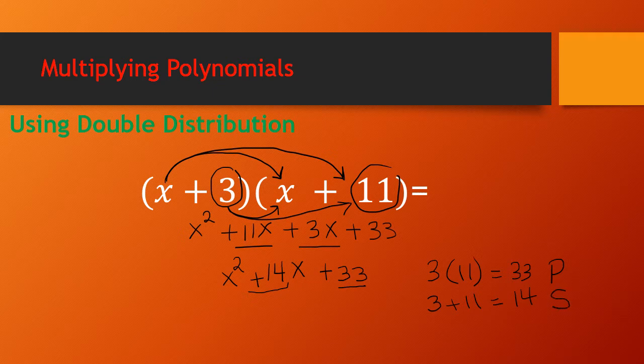So there is a connection between the numbers in the binomials and the numbers in the trinomial. Multiplying the numbers in the binomials together will give us the last number of the trinomial, and adding the numbers in the binomials together will give us the middle number in the trinomial.